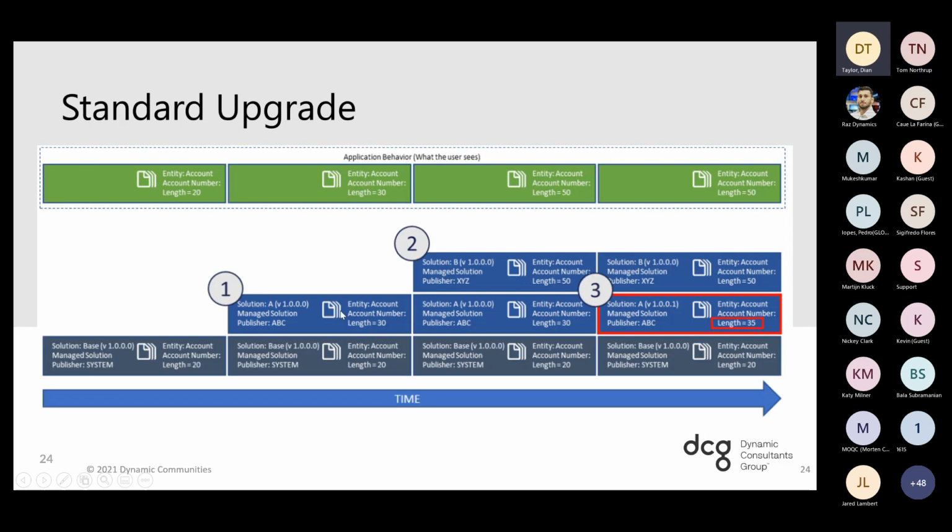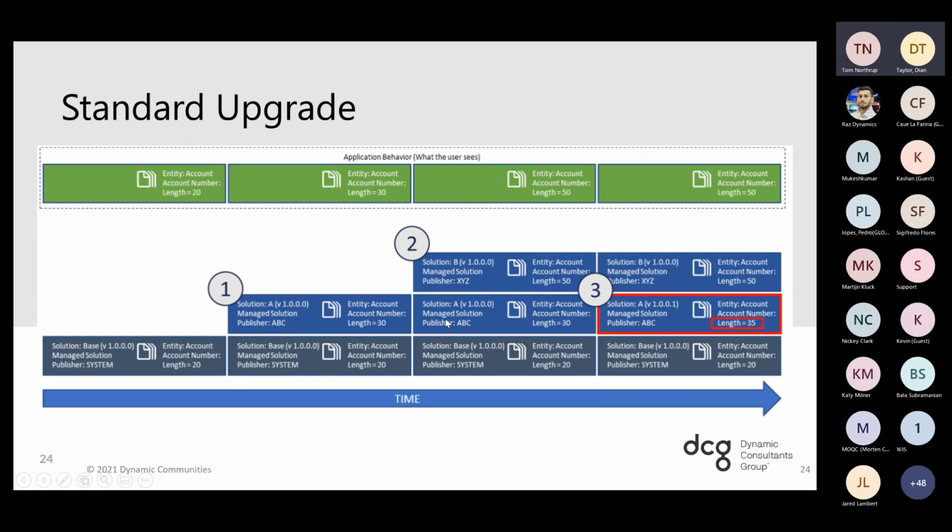So here's an example. There's a base solution, right? Version 1. And it's got an entity on it, the account, and the account number field with length of 20. It's a managed solution. The publisher is system. So next, solution A gets created in dev as unmanaged, gets exported as managed, and imported into this environment, and it's changing the length to 30. So the user sees the length of 30 because it has a different name, a different publisher. It gets its own layer.